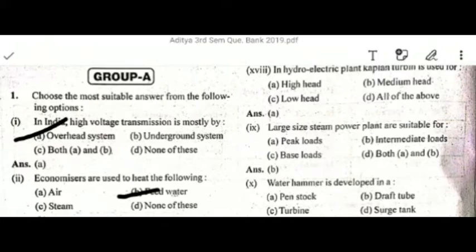From the first question, our question is saying in India high voltage transmission is mostly used by overhead system. Now second question: economizers are used to heat the following. You should note that economizers are used to heat the feed water, the water which is fed into the boiler, then it goes to the economizer to heat the feed water.